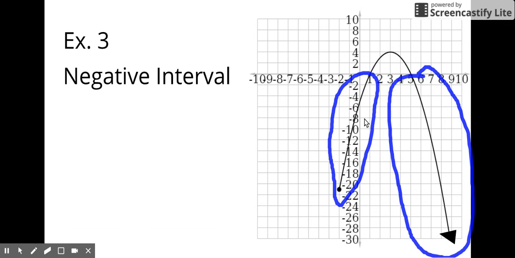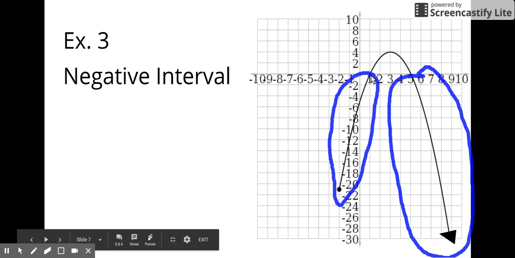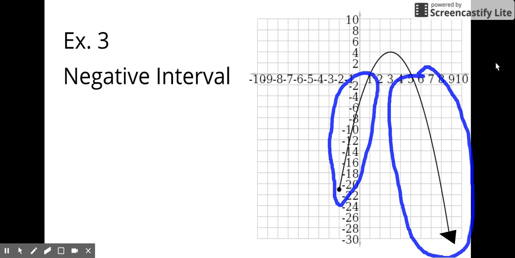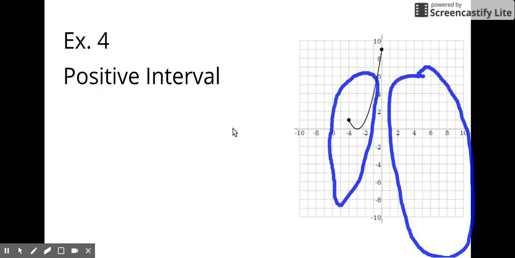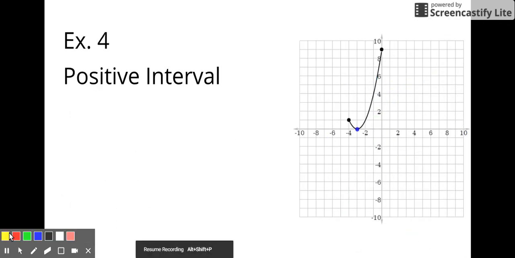So your first negative interval is from -2 to 1, and we include the -2. And then over here, we have from 5 on is where your y value is negative, so from 5 to infinity. So from -2, less than or equal to x, less than 1, and then from 5 to infinity because your y values are negative. So again, we include the -2 with the less than or equal symbol because at x equals -2, your y value is negative. However, when x is 1, your y value is 0, which is not negative, and so it should not be included.